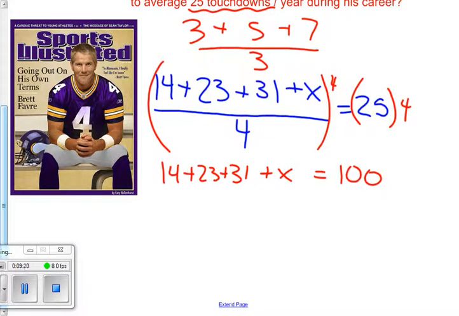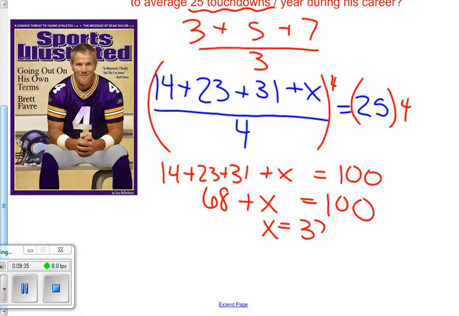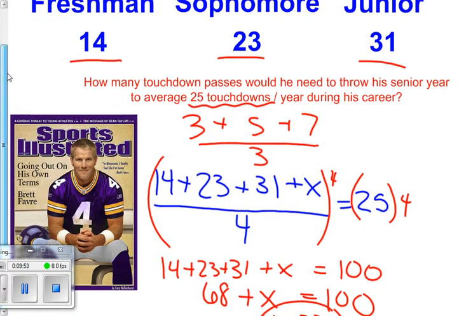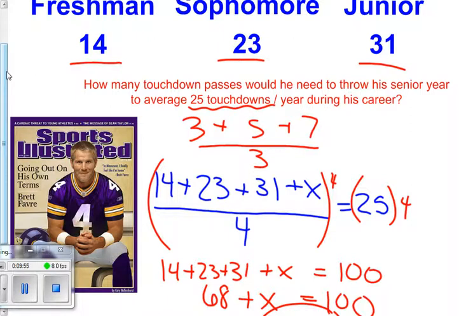What's 14 plus 23 plus 31? 68 plus X. So X is 32. What does that X in the context of this story mean though? X equals 32. He needs to throw 32 touchdowns his senior year to average 25 over his 4 years. Any questions on this one?